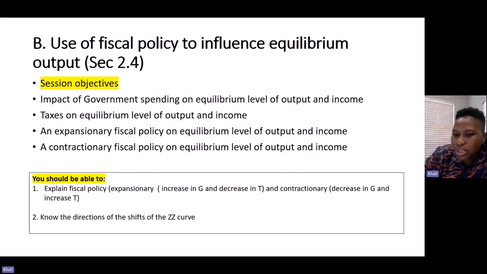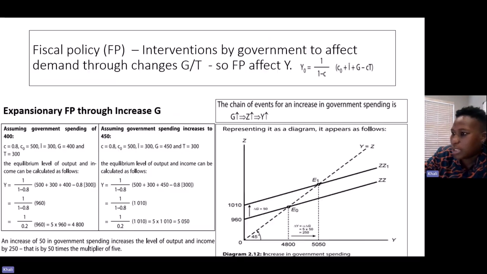So the next part we're going to discuss is the use of fiscal policy to influence equilibrium outcome. What you need to understand here is, what is fiscal policy? What is the impact of government spending on outcome? What is the impact of taxes on outcome? And also, what is an expansionary fiscal policy and what is a contractionary fiscal policy? I think you know what a fiscal policy is, right? A fiscal policy is government intervention by way of government spending or taxes.